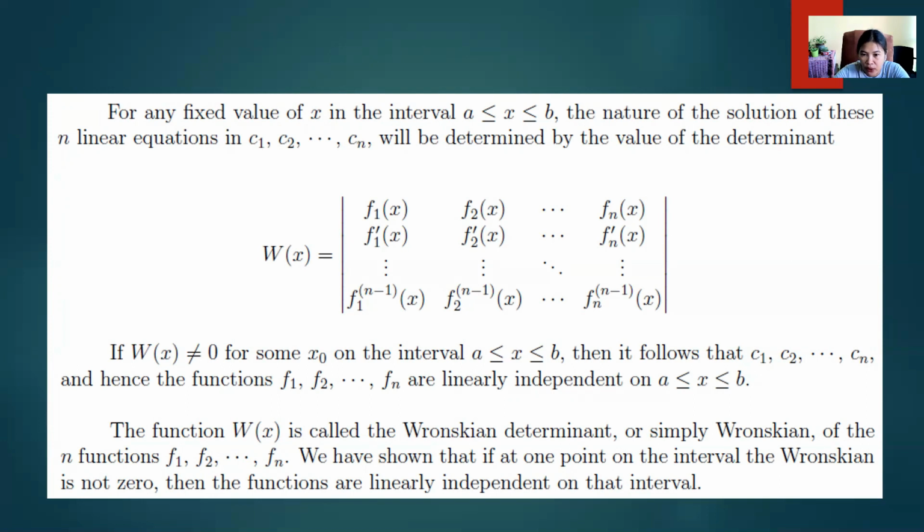So how do we find the Wronskian determinant? The equations presented on the previous slide will be put into determinant form, or in this matrix form, and then we obtain its determinant. Again, W is the Wronskian determinant, which was named after Wronski.